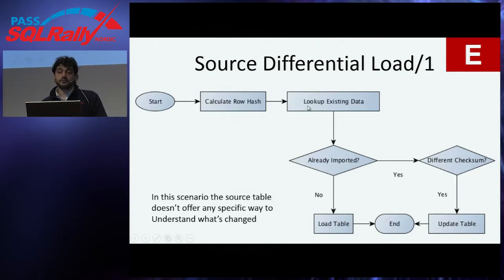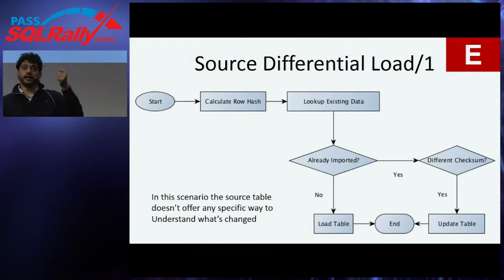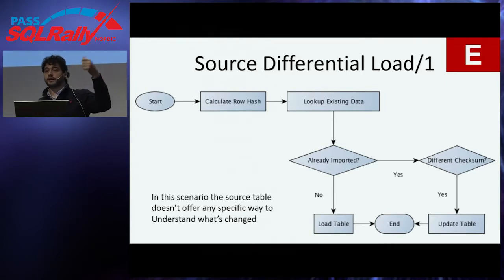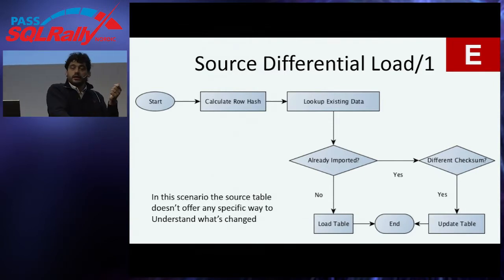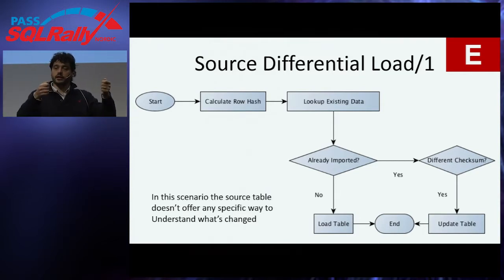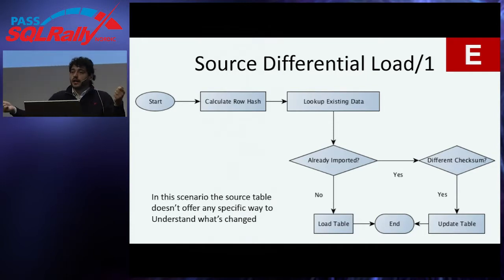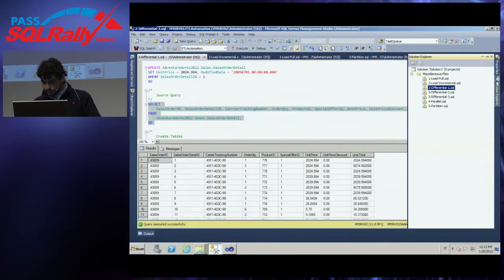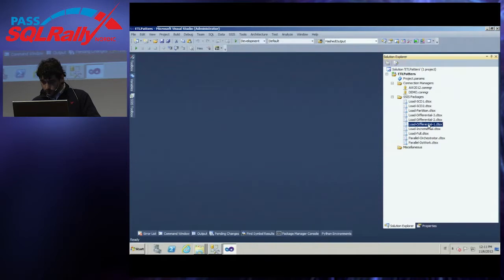Calculate the hash, look up the existing data. At this point also take into account the primary keys, because I get the customer row, customer A. The primary key of the customer is, let's say, customer code A. Do I already have imported customer A? How do I do that? A lookup. If the lookup works, it means that I already imported my customer, and then I have to match the row hash. Otherwise, if the lookup fails, it means it's a new customer, I just have to insert it. Easy. Now, how can we implement this pattern? Easy. Let's move to the solution.